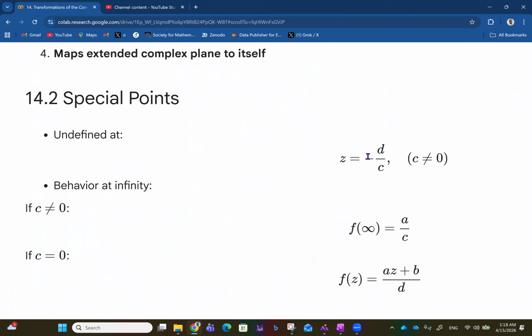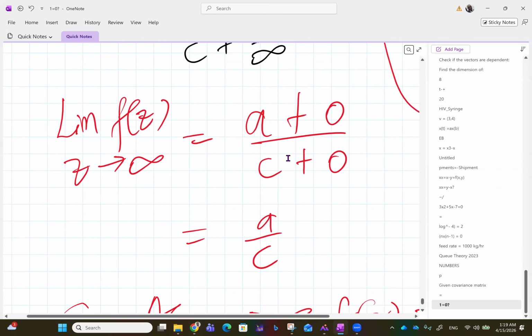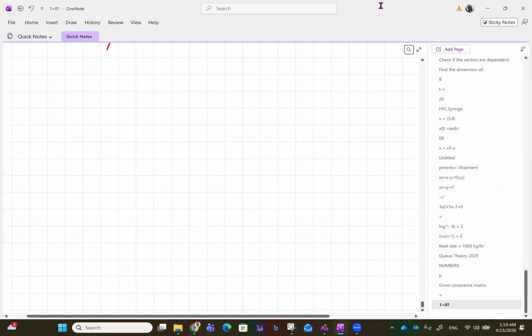See, these are special points now. This is undefined as z equals minus d over c. I've shown that. And behavior at infinity, for c not equal to 0, as z approaches infinity, the expression is a over c. Then if c is 0, of course, that's clear. If c is 0, we just have az plus b over d. So for c being 0, again, it's the same expression.